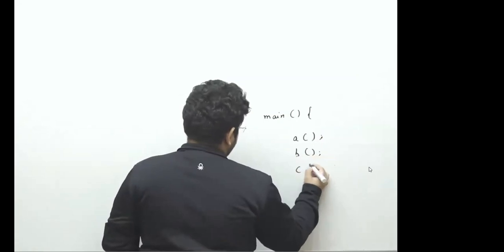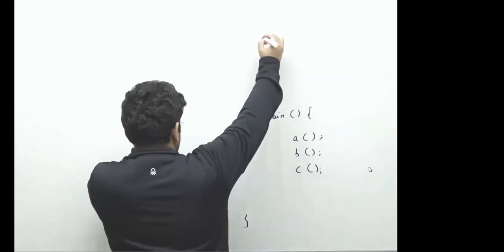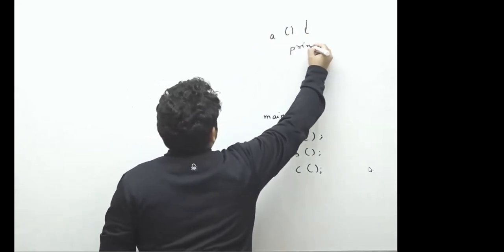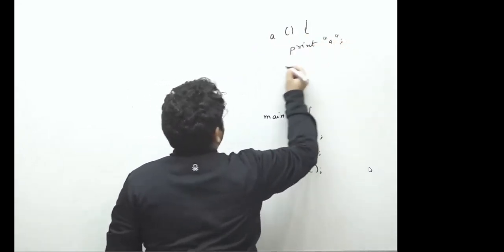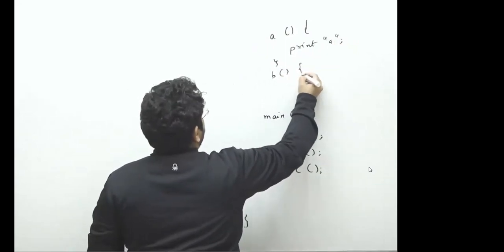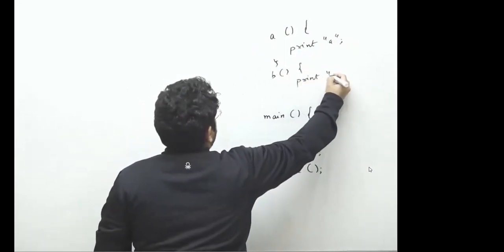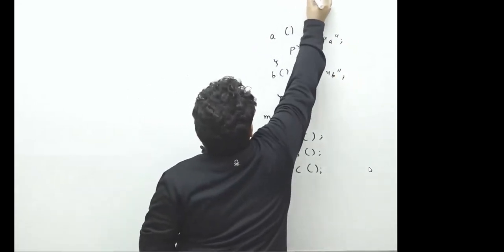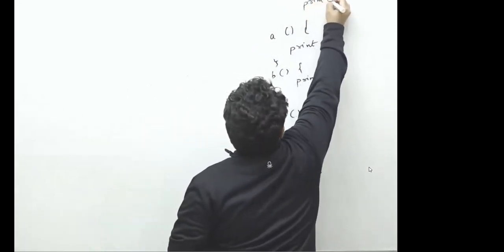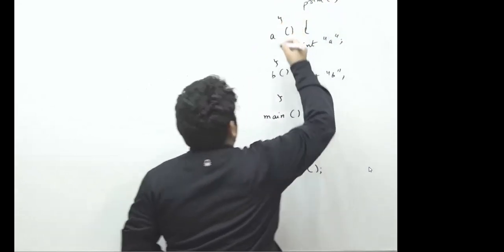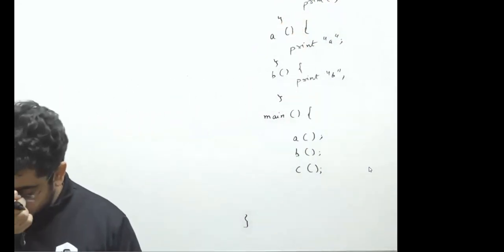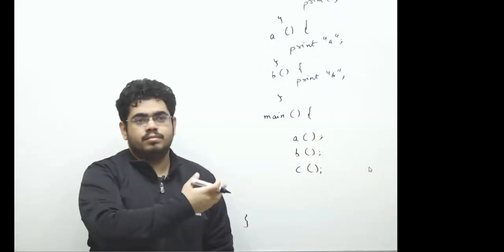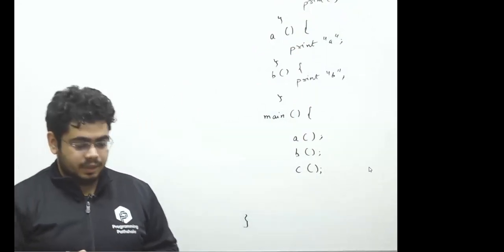Let's say I'm calling three functions here. Then I have a, which simply does print a. I have b here, which simply prints b. And I have c here, which simply prints c. Quickly, can you tell the output? What will be the output? Everyone? It's literally a seconds thing.